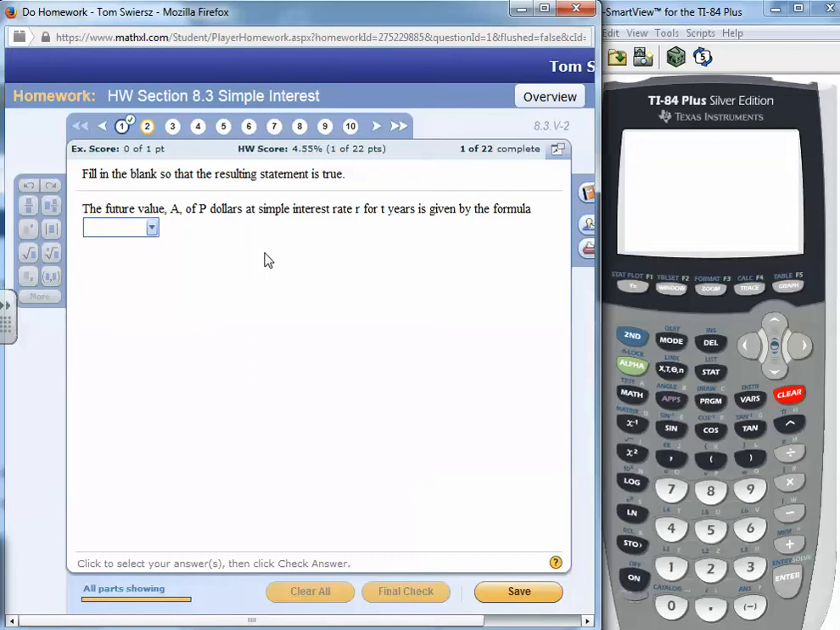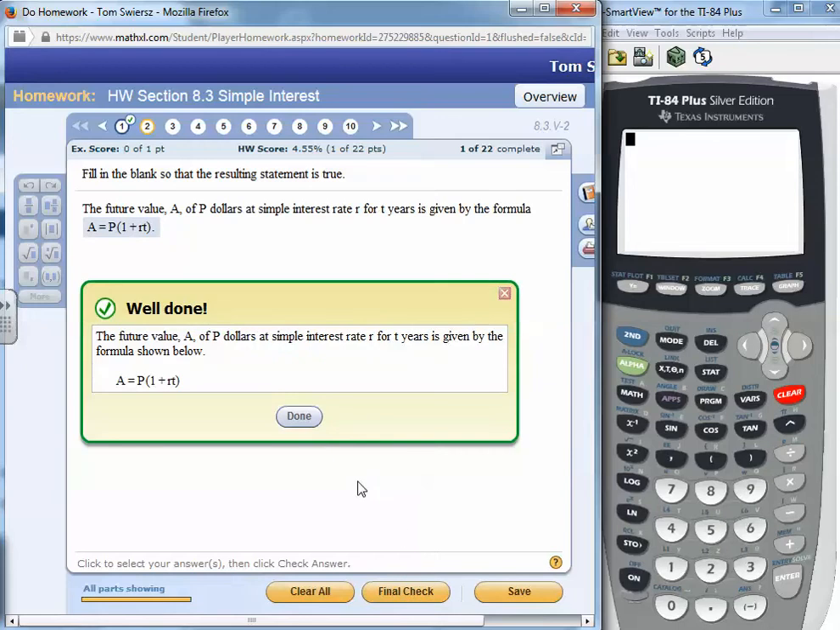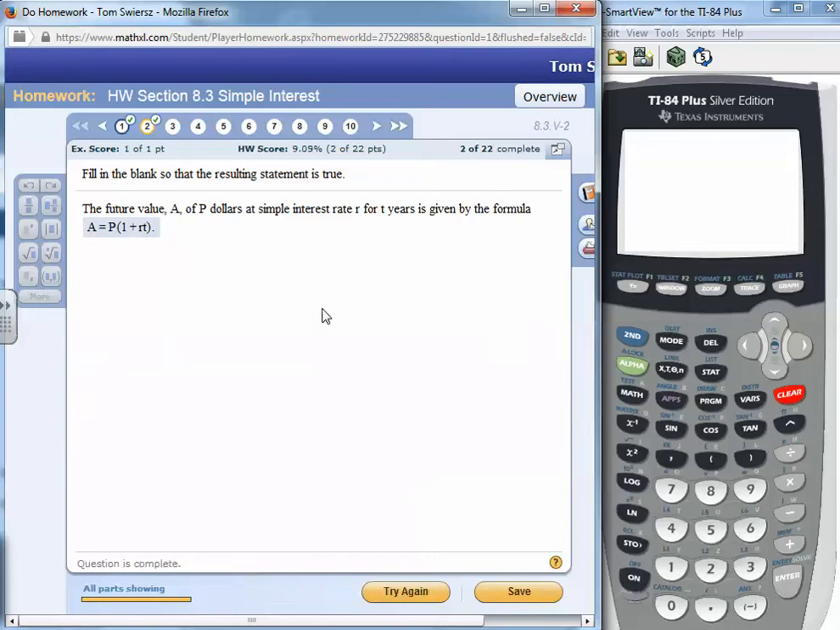Fill in the blanks so that the resulting statement is true. The future value A of P dollars at simple interest rate for T years is given by the formula A is always P, and then in parentheses, 1 plus R times T. P in parentheses, 1 plus R times T. All right, we'll be using that formula in a few minutes to solve several of the problems.